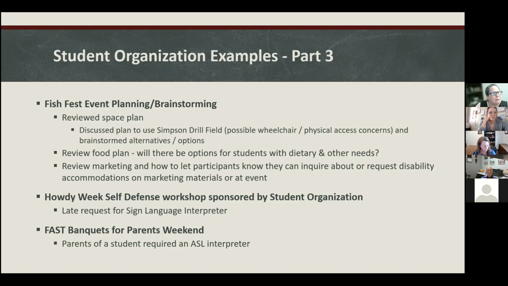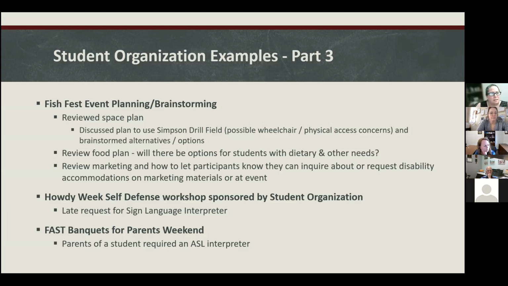The other few things that kind of popped into my mind, for Howdy Week a few years ago, there was a self-defense workshop that was being coordinated by a student organization. And I think at the last minute, they got a request asking for an interpreter. So I remember us working with them, and because we did have access to somebody who could be an interpreter, our office helped with that. But typically it would be the student organization's responsibility to find that person and pay for that. So making sure they're planning for that.